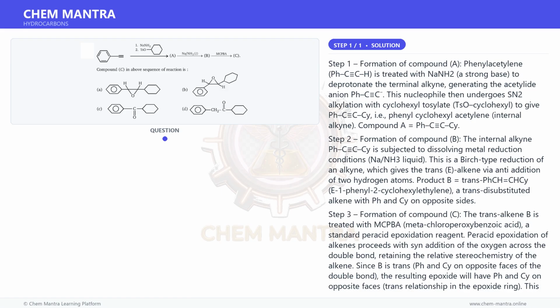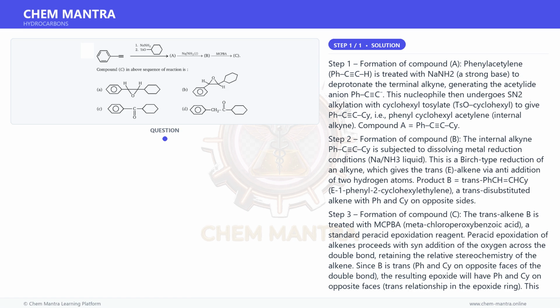This corresponds to the trans epoxide shown in option B, where the phenyl and cyclohexyl groups are on opposite sides of the epoxide plane with the depicted H atoms on the same side. Why option A fails? Option A shows a cis-epoxide, Ph and Cy on the same face with oxygen on the bottom, which would arise from epoxidation of a cis alkene. The dissolving metal reduction gives the trans alkene, not cis.